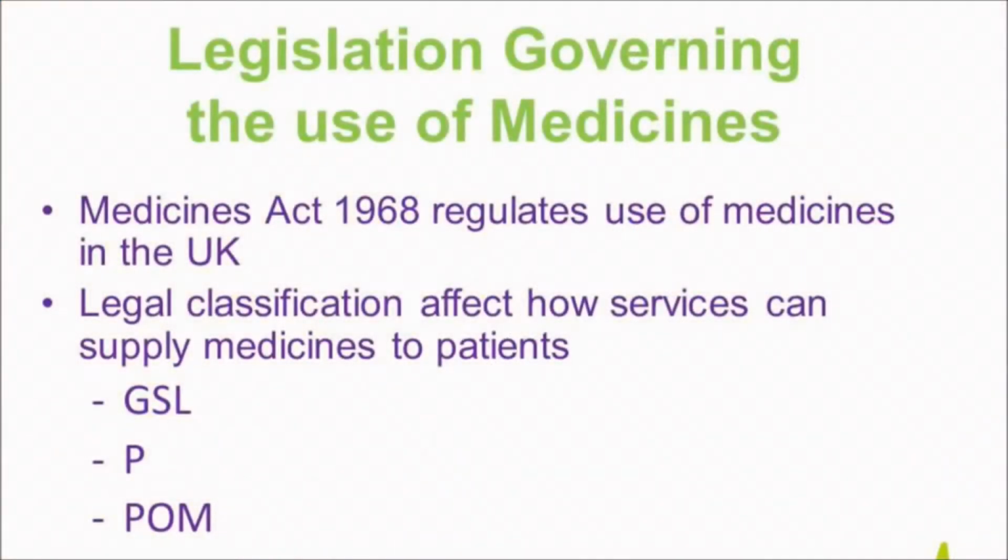So the legislation covering the use of medicines goes as far back as the Medicines Act in 1968. And basically that governs everything we do to do with medications. And medications are legally classified, and the three groups I'm going to talk about are GSL, P and POM. GSL is general sales list, and that's what you can buy down in your local Tesco's or at the garage. A P is for a pharmacy only medication, so you have to go to the pharmacy counter and ask for that medication. And then a POM is a prescription only medicine, and that's what we are used to dealing with working in the hospital.